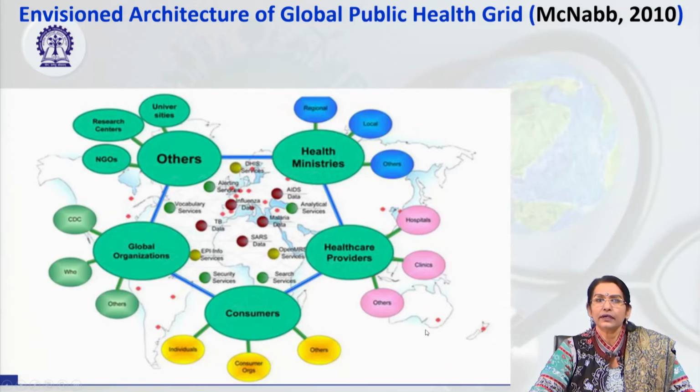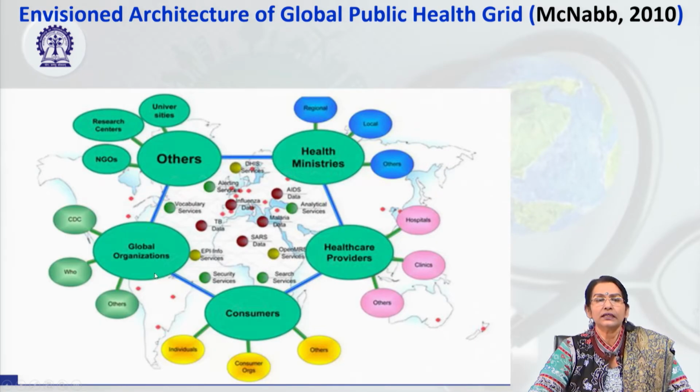As we have already discussed, a health grid is a kind of network system which not only coordinates with all kinds of providers, consumers, organizations and ministries, but also delivers different kinds of services. So, it is a holistic approach to develop a network model to coordinate, collaborate and provide services to all the consumers.